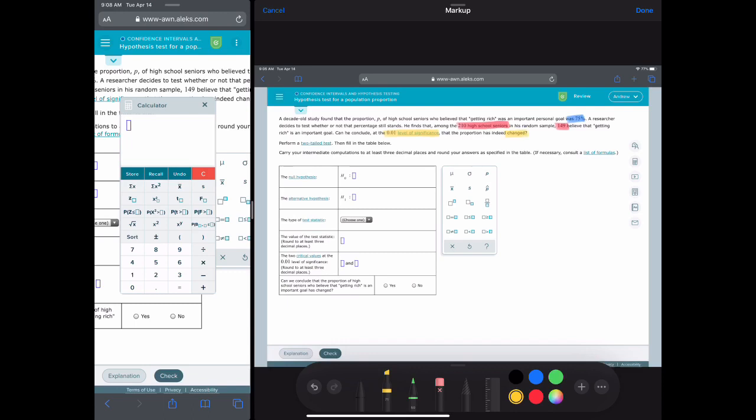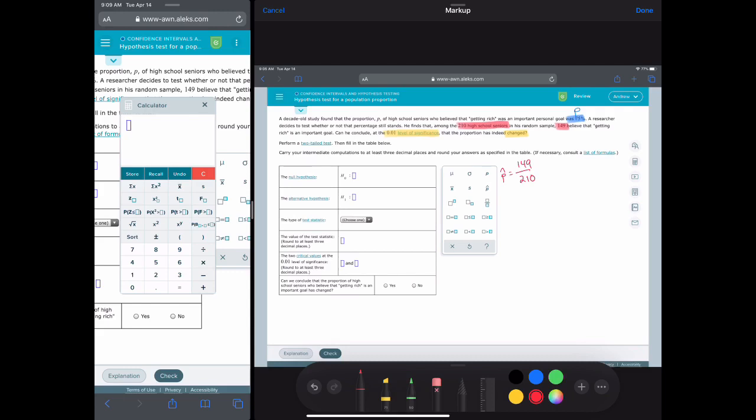Okay, so we've highlighted everything that's important in this question right here. The first thing that is given to us here is the P, the proportion that we're guessing it is, 75%. So this is what they believe. We want to see if it's changed. So they go out and do a sample, and they get 149 out of 210 seniors say that they do believe getting rich is important. This is our P hat.